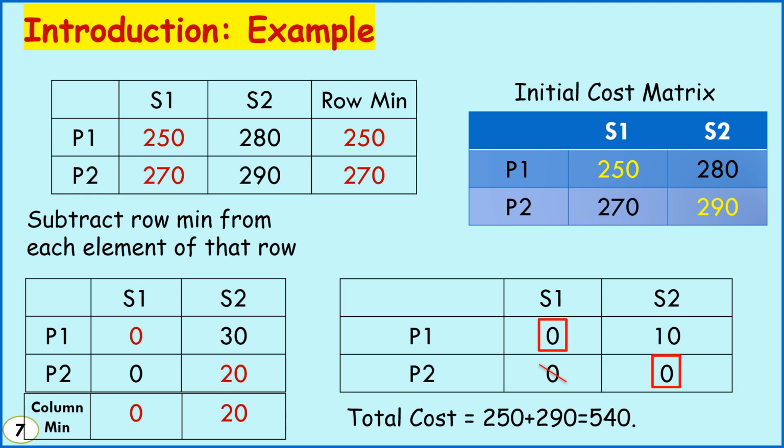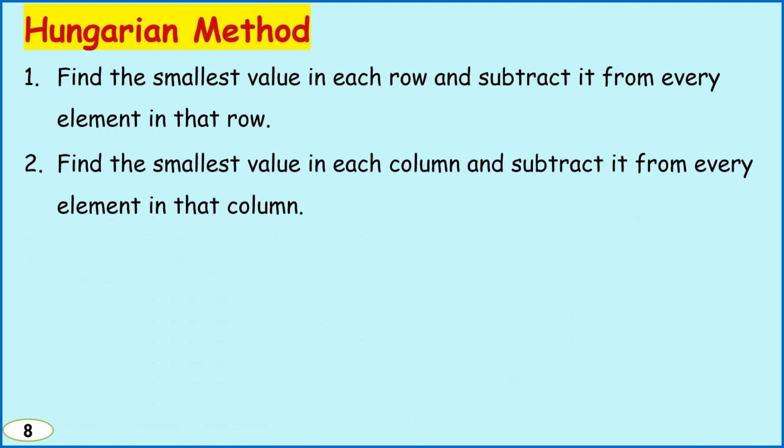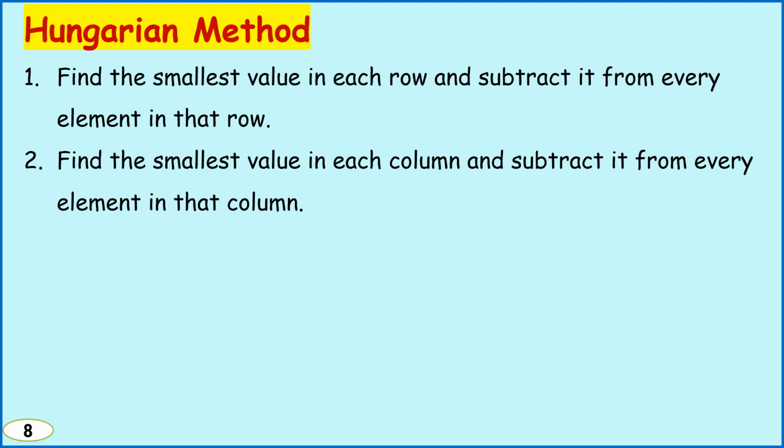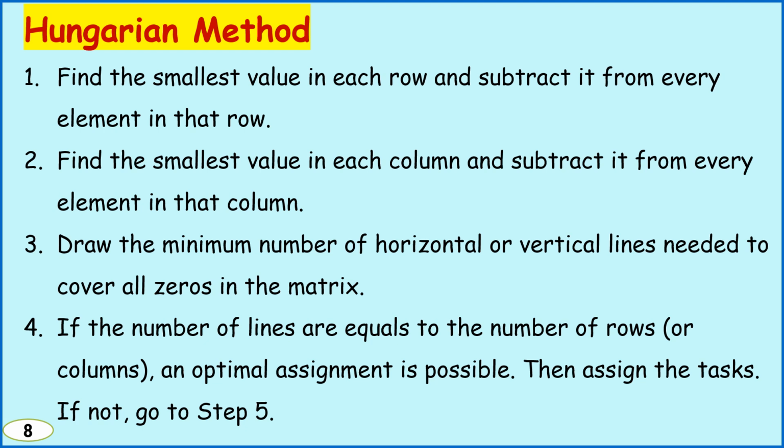Now let us see the Hungarian method procedure. The Hungarian method has 5 steps. The first step is to find the smallest value in each row and subtract it from every element in that row. The second step is to find the smallest value in each column and subtract it from every element in that column. The third step is to draw the minimum number of horizontal or vertical lines needed to cover all zeros in the matrix. Then if the number of lines is equal to the number of rows or columns, an optimum assignment is possible.